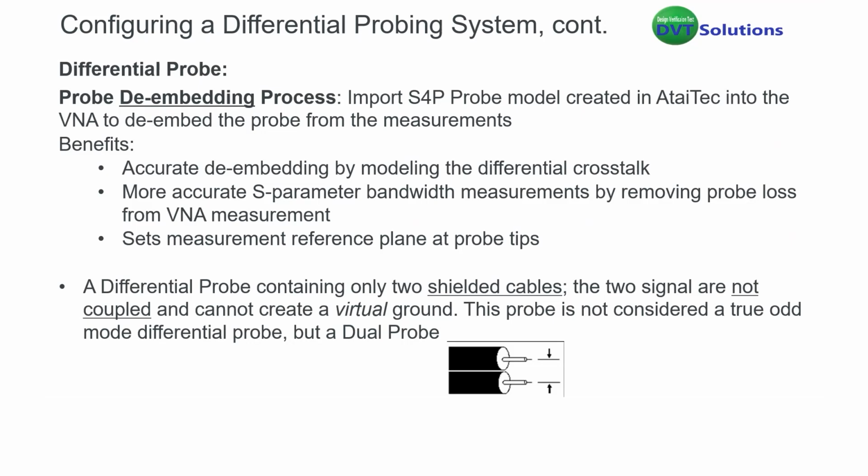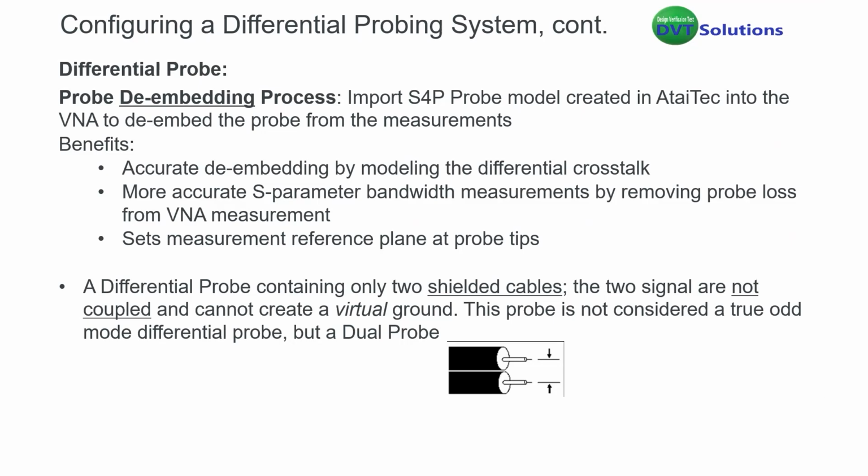By doing this, it allows us to create a more accurate de-embedding model to model the differential crosstalk. You get more accurate S parameter measurements by removing the probe loss from the measurements, and it sets the measurement reference plane at the probe tips.